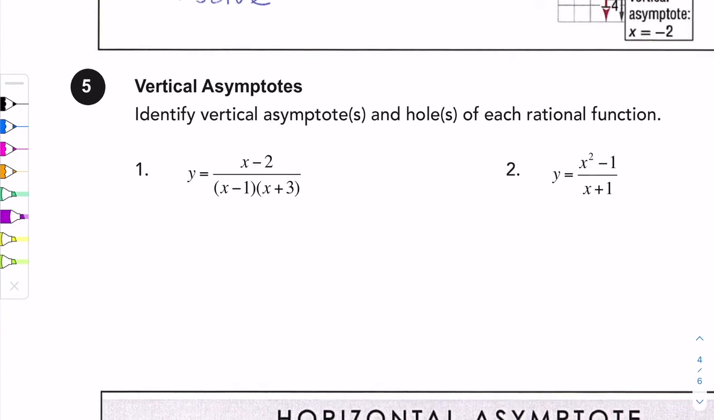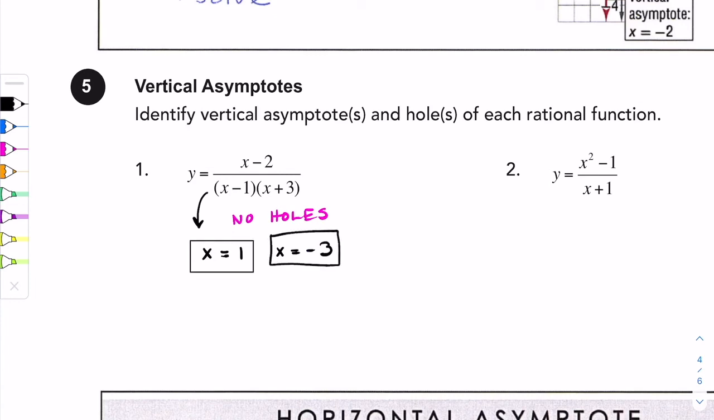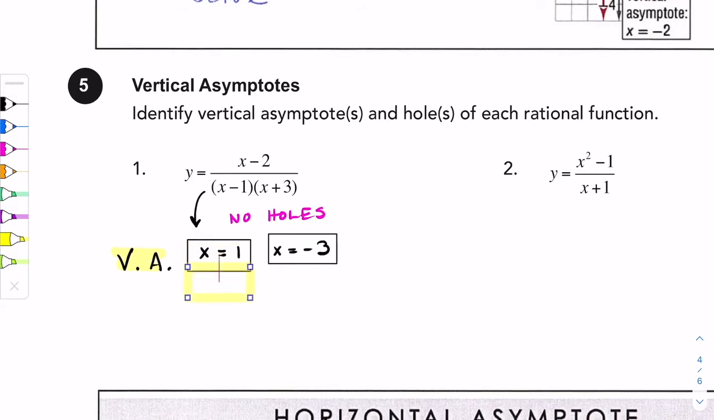Number 1, we don't have any common factors, so we can indicate that there are no holes. And then from there, if we set each denominator factor equal to 0, we have x equals positive 1 and x equals negative 3. These are your asymptotes. So we have two asymptotes here. I'm going to label them VA for vertical asymptote, and the vertical asymptotes are at these two values of x equals 1 and x equals negative 3. Next class, once we start to graph, you will graph a dashed line at each one of those values.